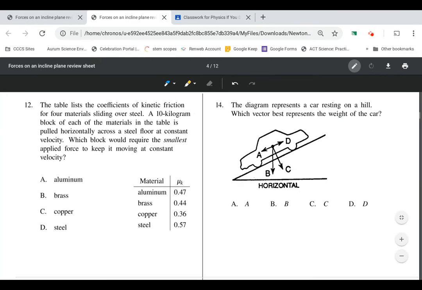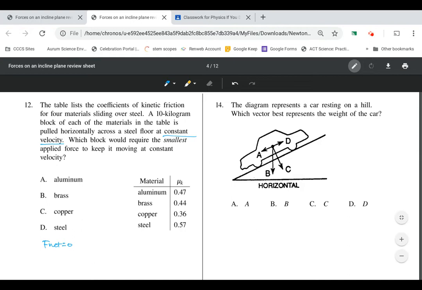Number 12. The table lists the coefficient of kinetic friction for 4 materials sliding over steel. A 10 kilogram block of each of the materials in the table is pulled horizontally across the steel floor at constant velocity. F net is 0. Which block will require the smallest applied force to keep moving at constant velocity?